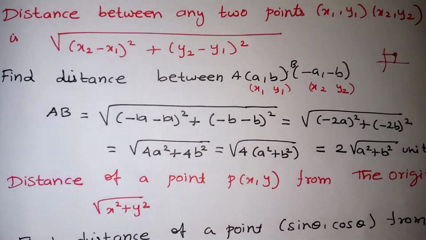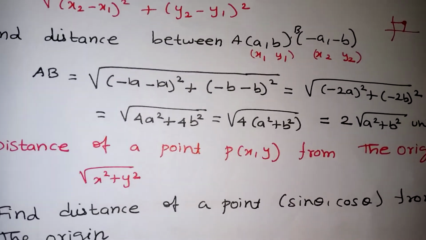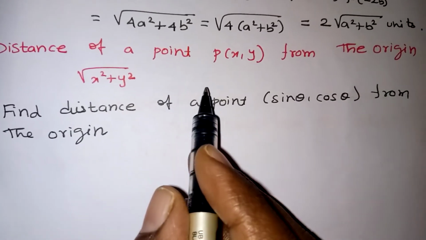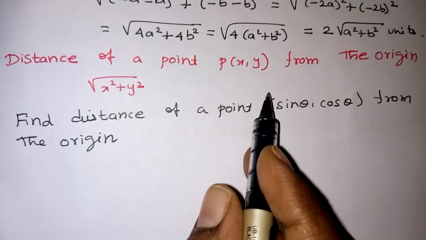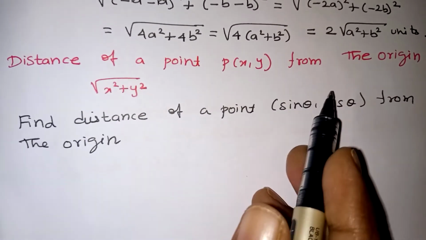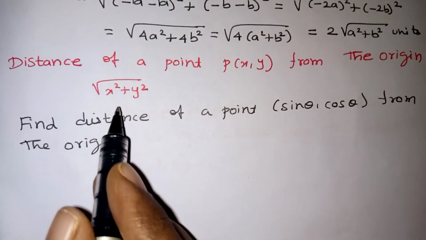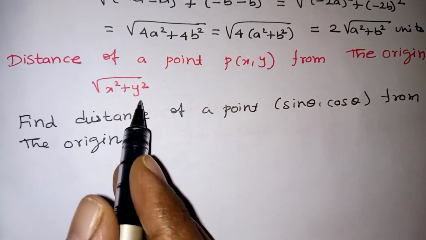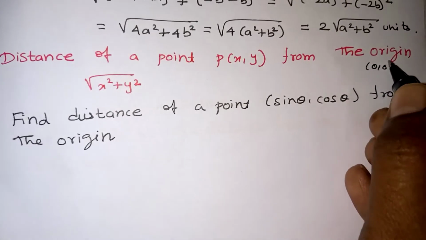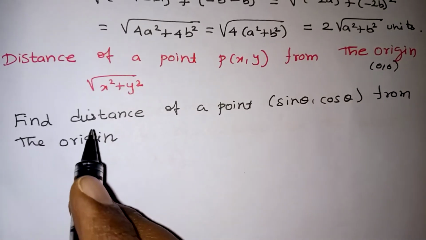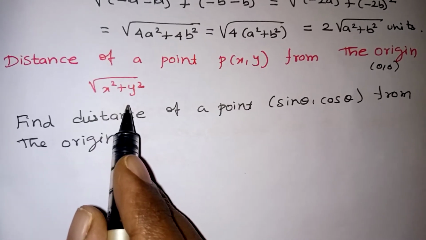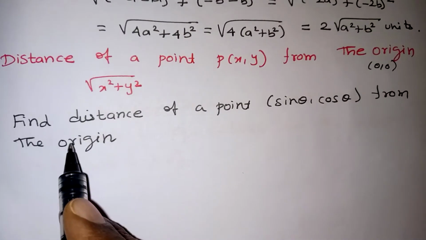Second, the next type of problem that can be asked uses the formula for the distance of a point P of x comma y from the origin. If the question is about the origin, you need not write the whole distance formula. You can write root of x squared plus y squared, because the other point is the origin, which is 0 comma 0. So we have a direct formula: the distance from the origin is root of x squared plus y squared. We'll do one problem for better understanding.